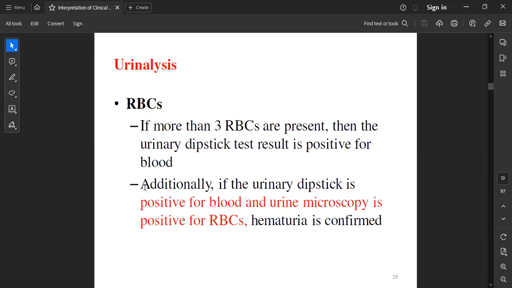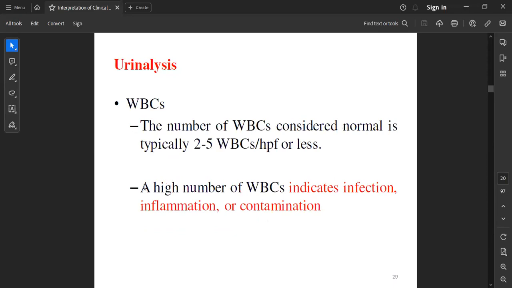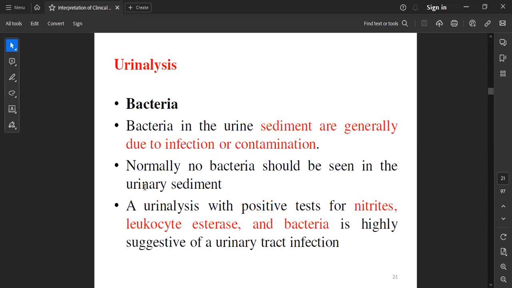Red blood cells. This just confirms your diagnosis for maybe a UTI. There's inflammation, there's an injury, so there's blood in the urine. White blood cells, we talked about this. It can also show the presence of bacteria in the urine, meaning you have an infection, a UTI.